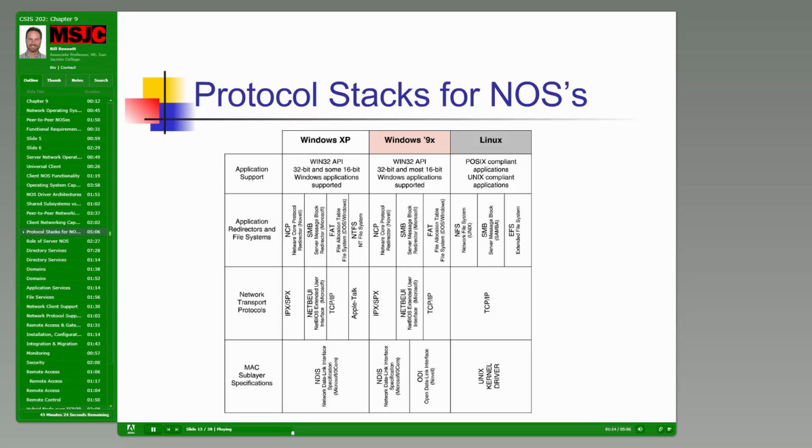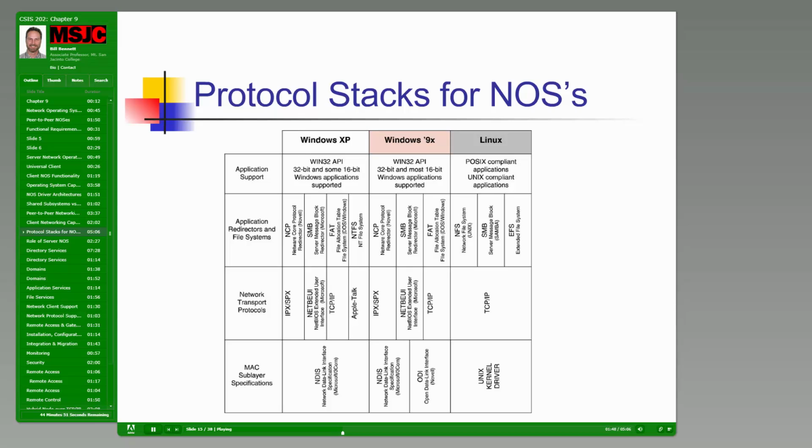And the application redirectors, this is again at the session layer, so NCP, SMBs, and then the file systems, FAT and NTFS. And I highly recommend that you run NTFS. FAT is pretty much a volatile file system. The files are easily corrupted. Actually, the index is easily corrupted, and so you end up losing files. Whereas NTFS is very secure. It's very reliable. It has a lot of features built into it that make it really one of the premier file systems of the day.